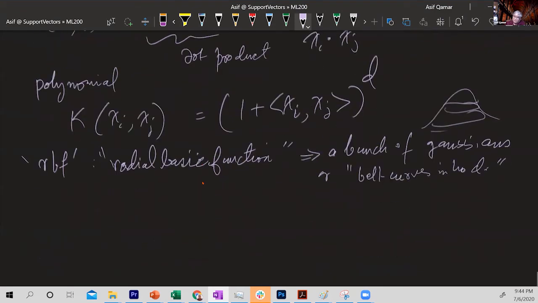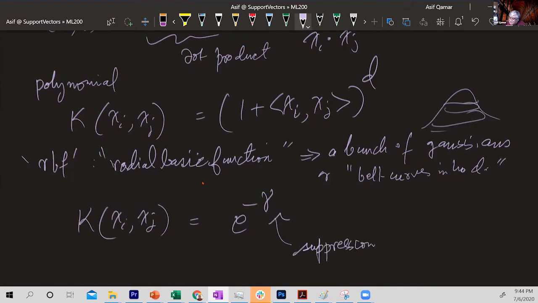So your kernel would be written as the kernel xi, xj is equal to e to the minus gamma. This is considered a suppression factor. Xi dot xj, right? I believe square. There's a square, and you can put a d2 or something like that. The typical Gaussian, the factor divide by 2 is subsumed in this gamma.